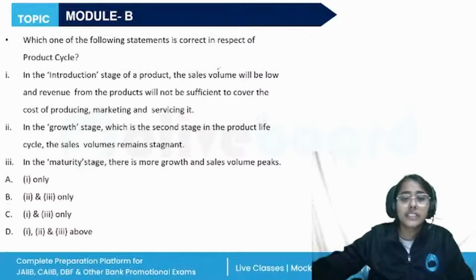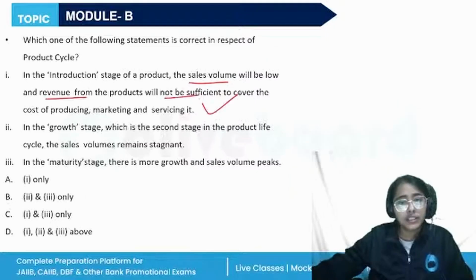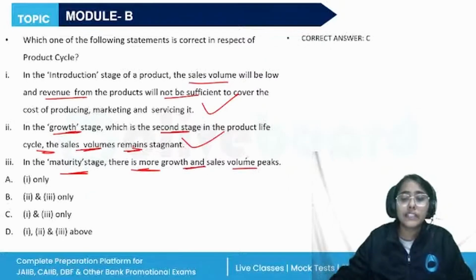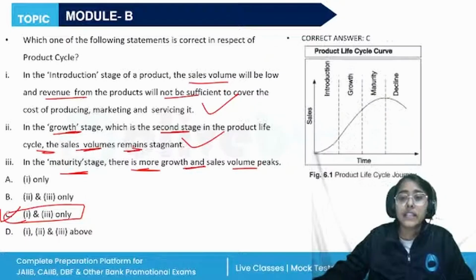In the introduction stage, the sales volume will be low and revenue will not be sufficient. Correct. In the growth stage, which is the second stage of the product life cycle, the sales volume remains stagnant. In the maturity stage, there is more growth and sales volume peak. So the correct answer is option C, 1 and 3 only. This is the product life cycle journey.